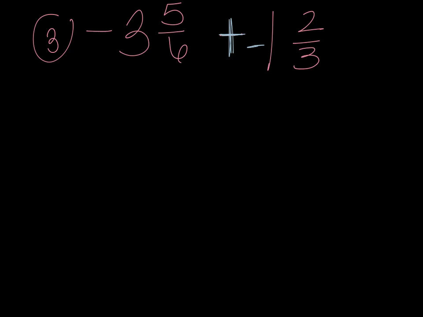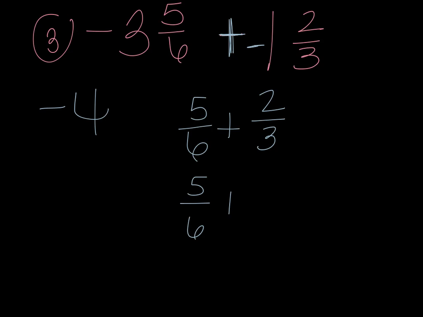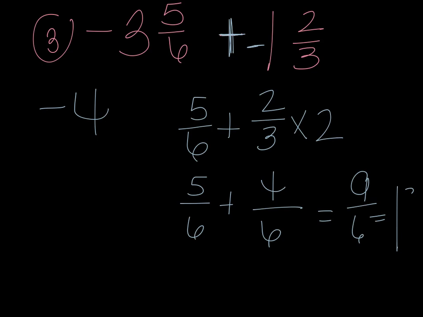Common denominators. Very good. I'm going to go ahead and add my whole numbers. Negative 3 plus negative 1 is negative 4. 5 over 6 plus 2 over 3. My common denominator is going to be 6. So I'm going to multiply this problem over here by 2. 2 times 2 is 4. 3 times 2 is 6. 5 plus 4 is 9 over 6, which is 1 and 3 over 6, which is 1 1/2.